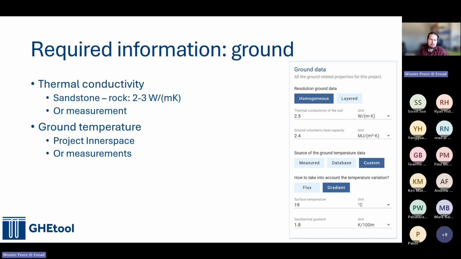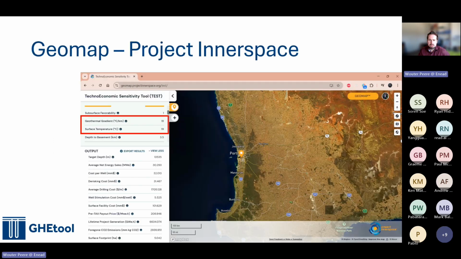Now there is a free website online, Project Innerspace, and you can also measure it. So just a brief print screen of this project. You can go to the URL, it's free. You can select the location, and there you see our ground surface temperature. It's 19 degrees on average in Perth, and we know that the ground gets warmer by 18 degrees Celsius per kilometer as we go deeper. So that's actually the information you need for the software to simulate the ground temperature.